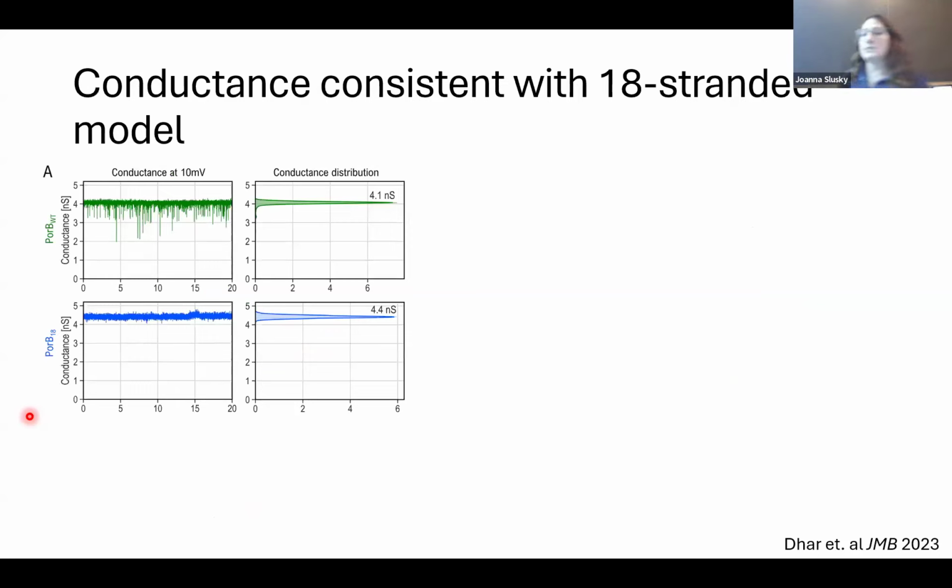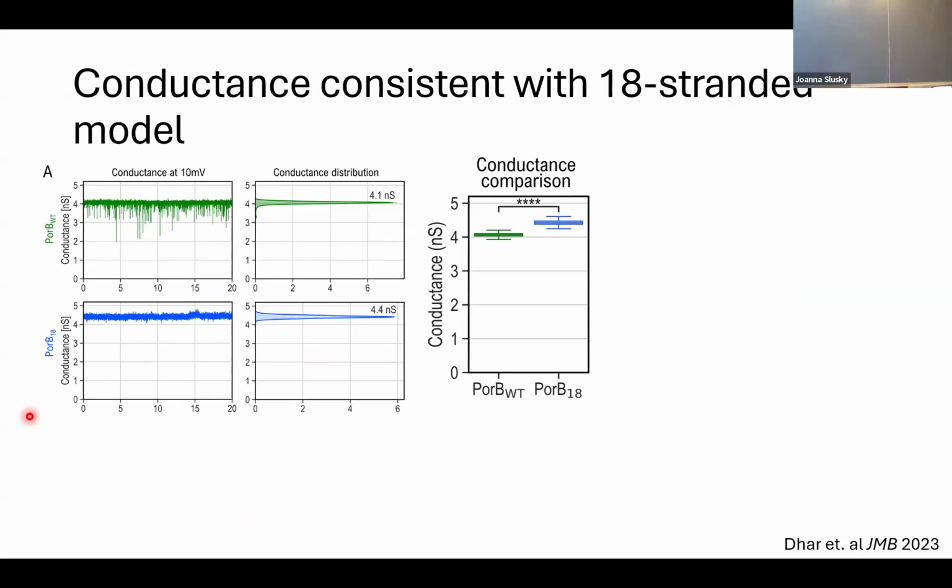And then we went on to do some single channel conductance. And what you see is that you get more conductance for PorB18 than from PorB wild type. And if it were 16-stranded, you would actually expect it to get a lot less conductance because of all that stuff in the lumen. So the difference is statistically significant.